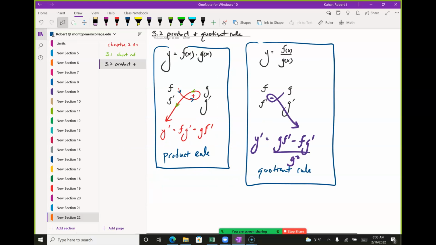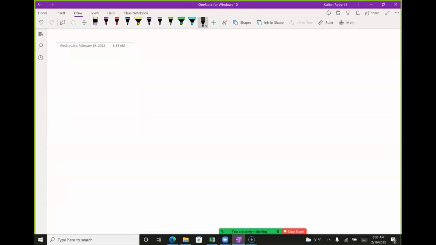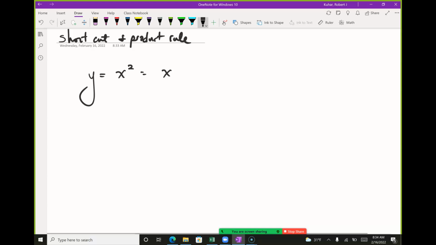All right, so let me do something that's obvious, right? So we want to do the shortcut and the product rule, and see if we get the same result. So this is, let's say, y equals x squared, which of course is x times x, right? So obviously we don't need the product rule for x squared, but it is a product. And what do I get for my shortcut? I get y prime is 2x. Everybody with me there? Yes, we agree with that.